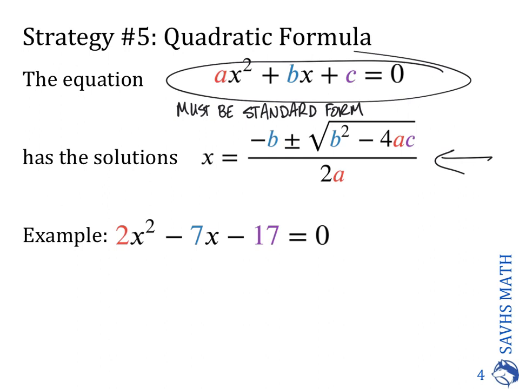The most important thing to check is to make sure that you have an equals 0 on one side. If it doesn't say equals 0, then that means that you have to do something to get it to that point. So maybe you have to add or subtract some things from one side or the other side to get all of the stuff over here and just have a 0 here.